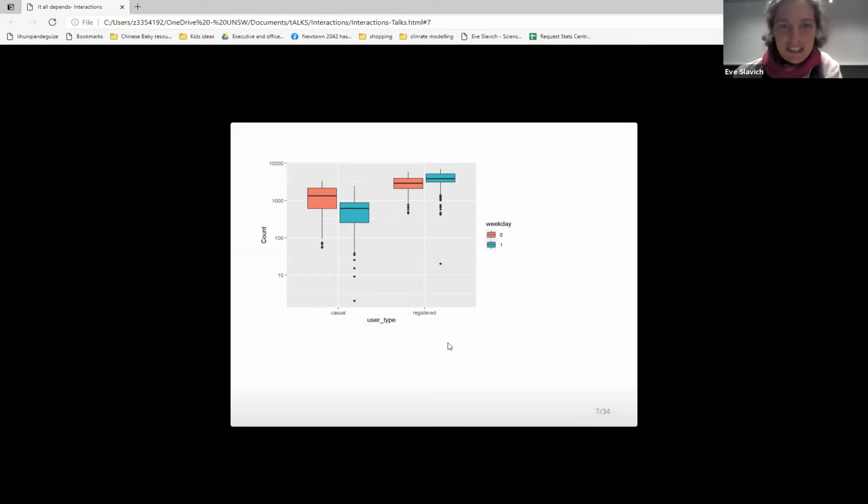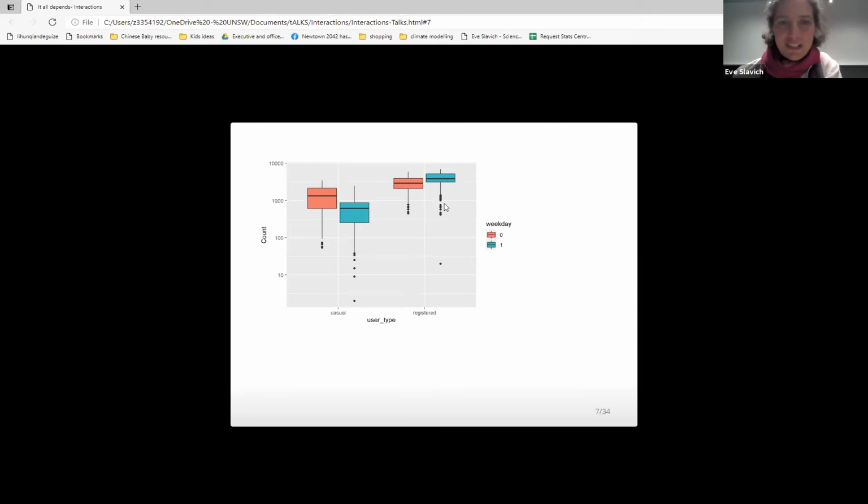So here's what the data looks like plotted out as box plots. On the y-axis you've got the count of bike rentals, and we've got the casual users here, and they seem to use the bikes more on weekends. Sorry, the red box plots are weekends and the blue box plots are the weekdays, because weekday is one. But they overall use the bikes less than the registered users.